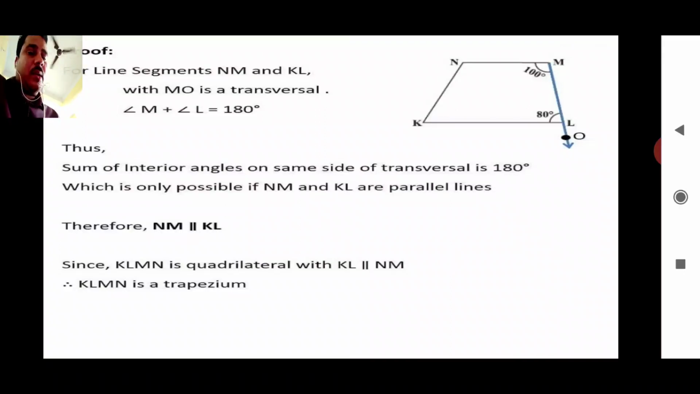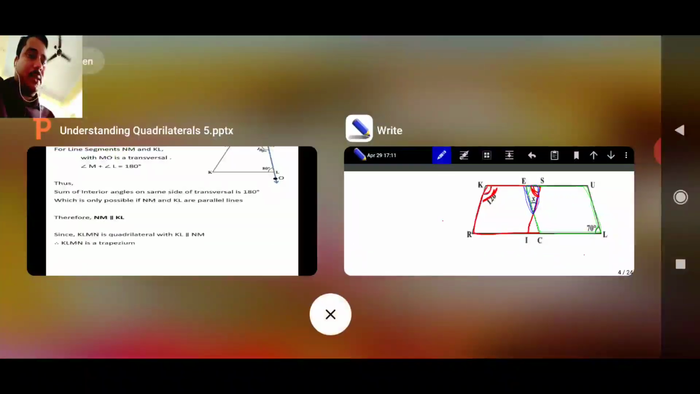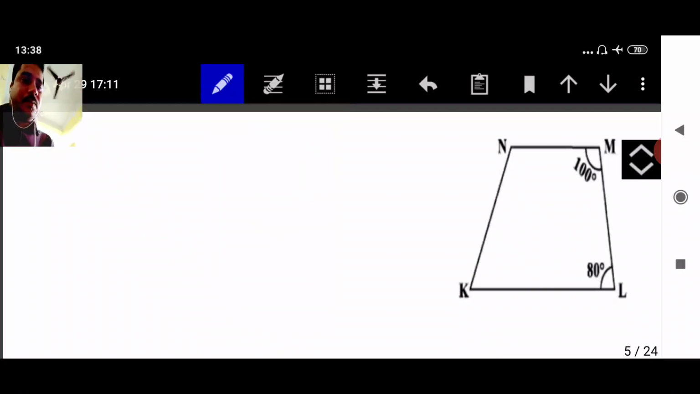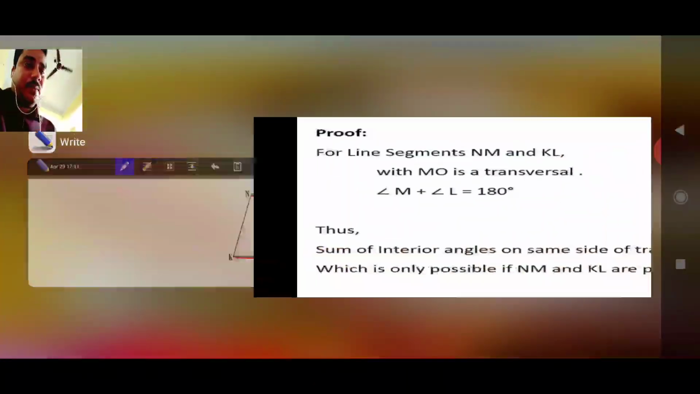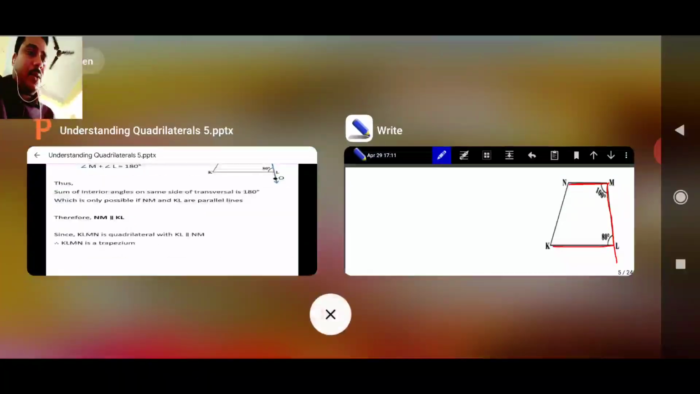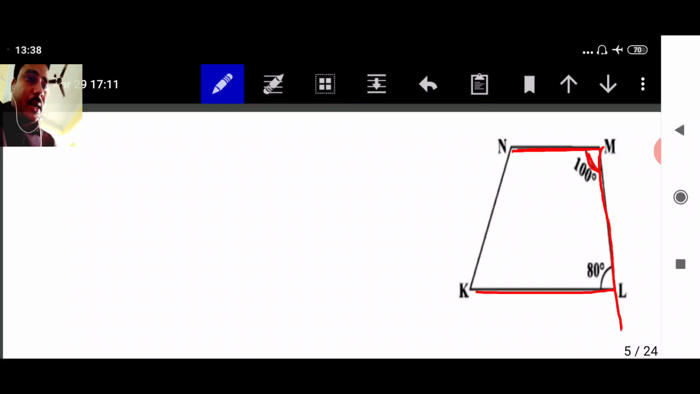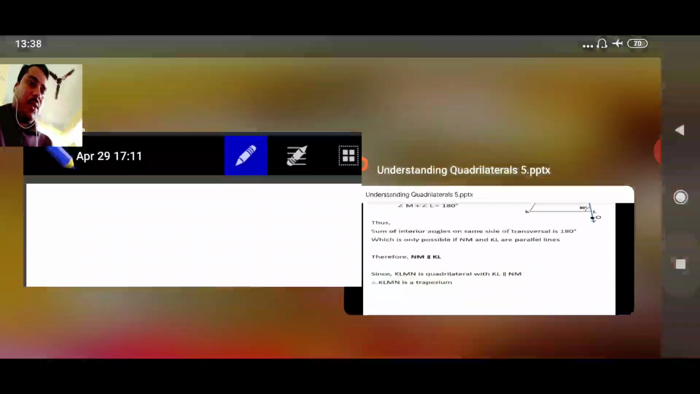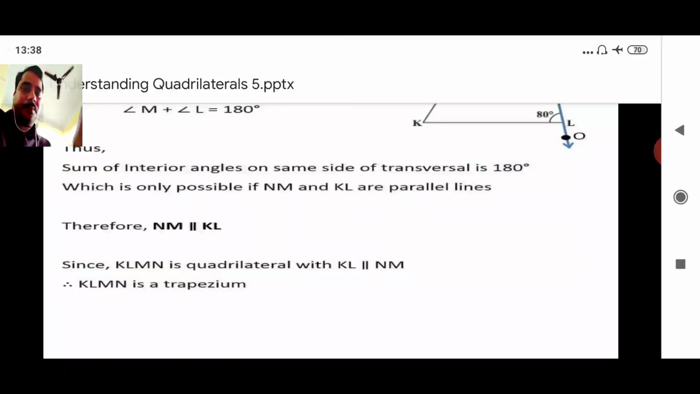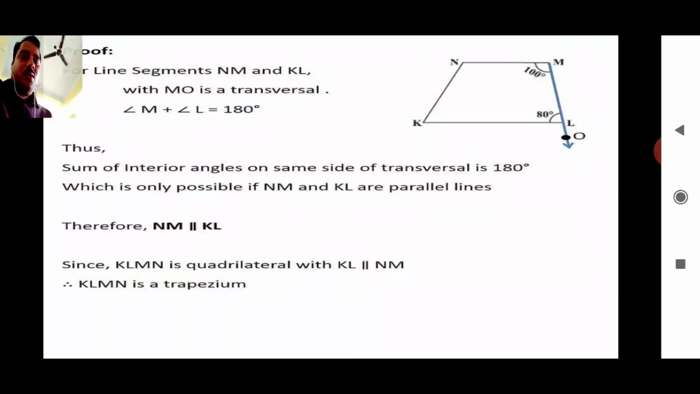MO is a transversal. MO is a transversal, meaning in this NM, this line and this line, and this is a transversal line. We observe that angle M plus angle L equal to 180, meaning angle M 100 degree, angle L 80 degree, and we get angle M plus angle L equal to 180 degree.